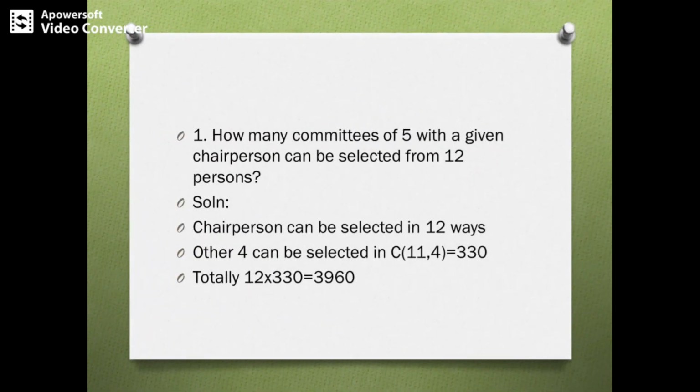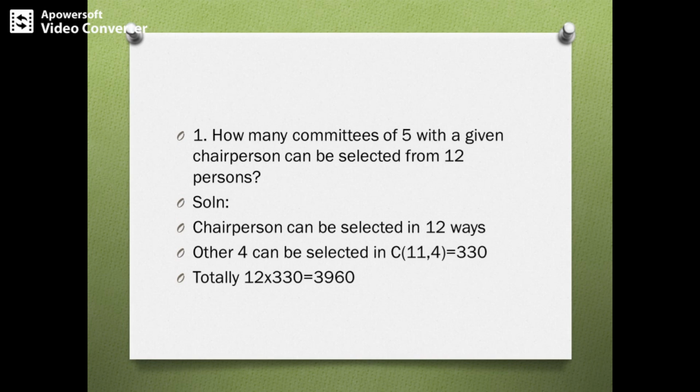Let's see the first question. So let's look into the first problem here under combinations. The question says you are supposed to find the committees of 5. How many committees of 5 with a particular chairperson can be selected from a total of 12 persons? So we have 12 persons, and we are supposed to form a committee of 5. In that, one is selected as a chairperson. So basically we can select a chairperson in 12 ways.